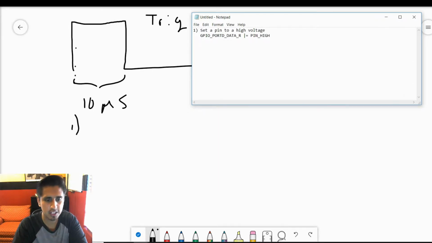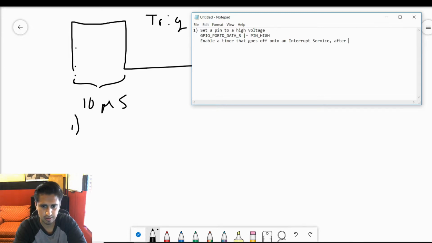Well, how do we know that those 10 microseconds have expired? Think about what's happening. We have a microcontroller running at a certain frequency, so each instruction takes a small tick of time. After a certain number of ticks, 10 microseconds will have passed. Well, that's when timers come in. As soon as we set the pin on, we're going to want to enable a timer that goes off onto an interrupt service routine after 10 microseconds.